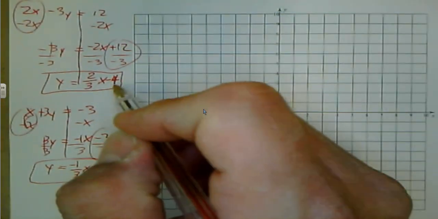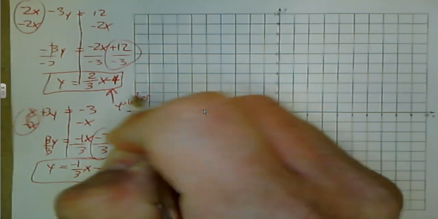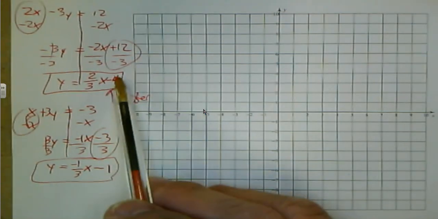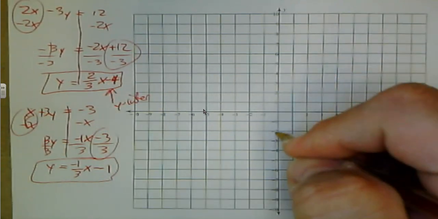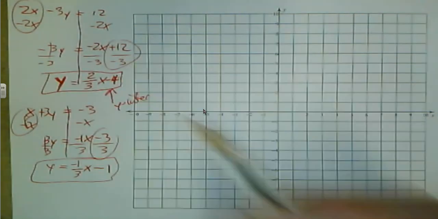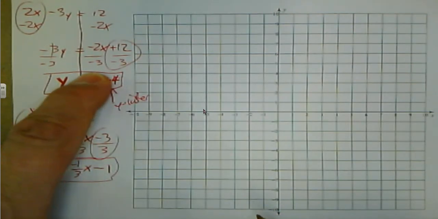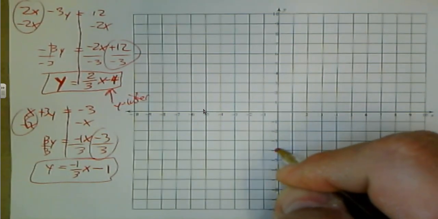Guys, y-intercept. Is that -4? That's where you put your first dot. Because it's solved for y, that's the y-intercept. If I cover up the x, it says y equals -4. So I put a dot at -4.